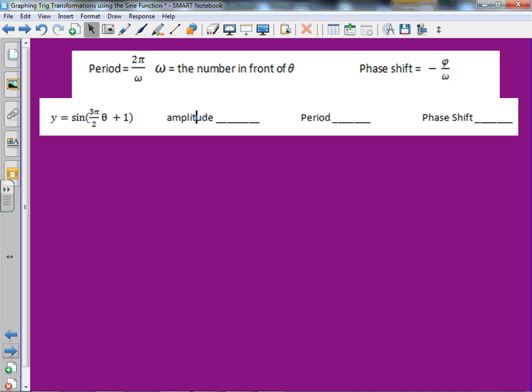Now, let's look at a second problem and make sure that we understand this fully. So, give yourself a second and work this one out and see how you do on it.